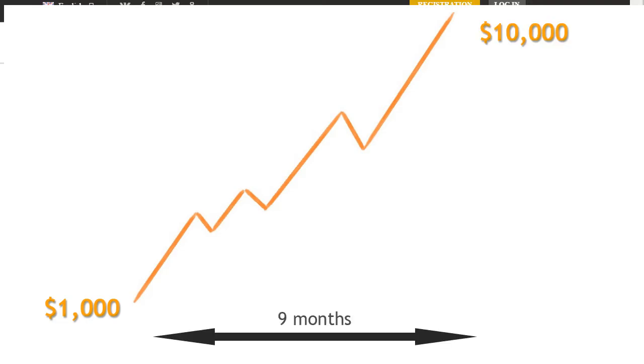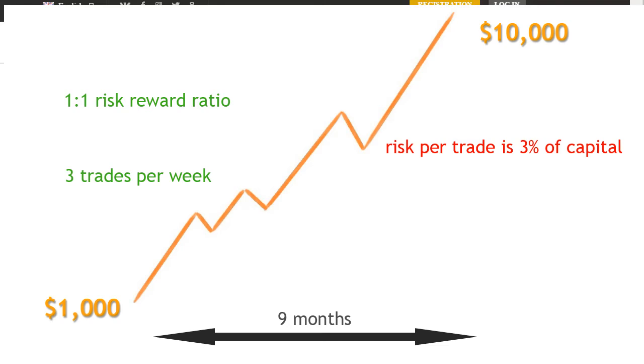How would you turn $1,000 into $10,000 in 9 months? With my trades I've been averaging a 1:1 risk-reward ratio. Only place 3 trades per week. Risk per trade is 3% of capital.